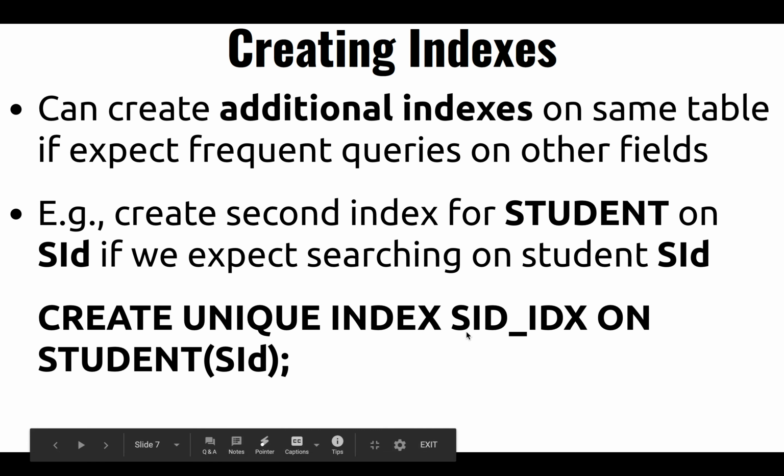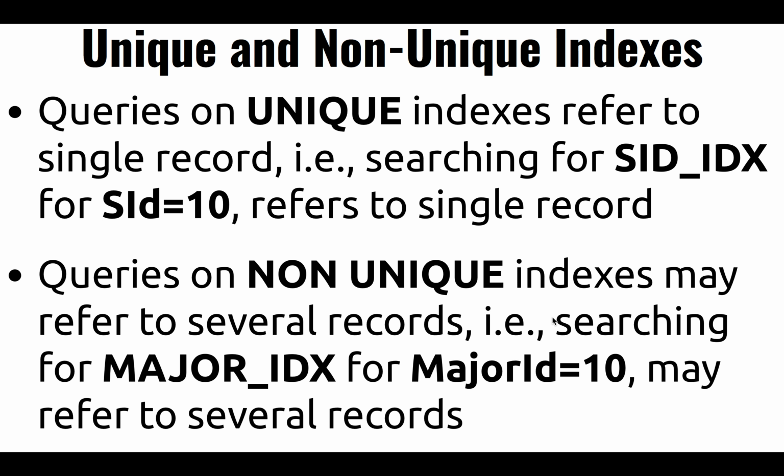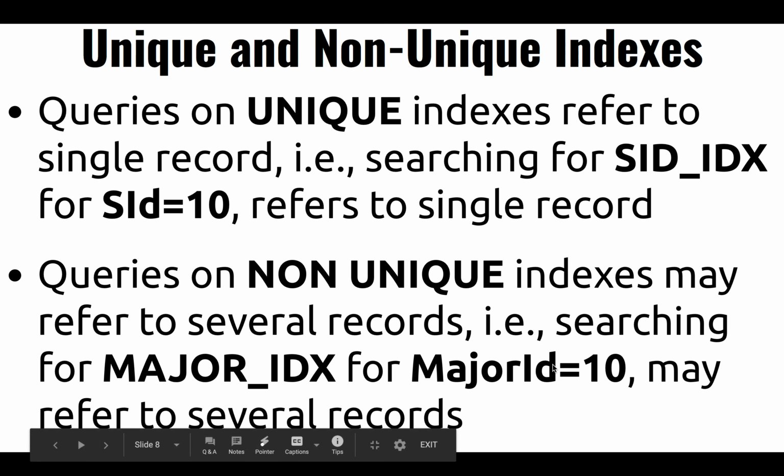Whereas we know that the student ID is a primary key, and obviously it has to be unique. So we can say create unique index on student ID on that same table. So there are two different types of indices: a unique index and a non-unique index. We've created a unique index on a unique field, like a primary key, and here we created a non-unique index on a foreign key, such as a major ID.